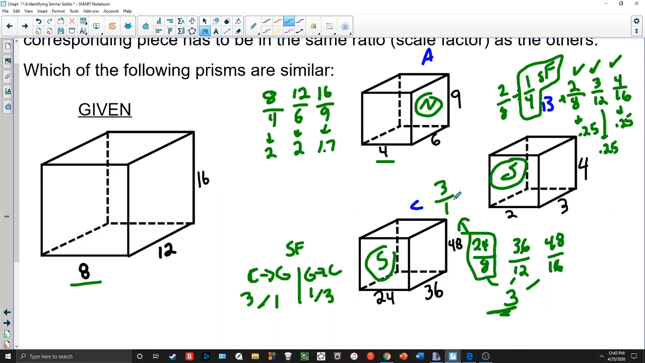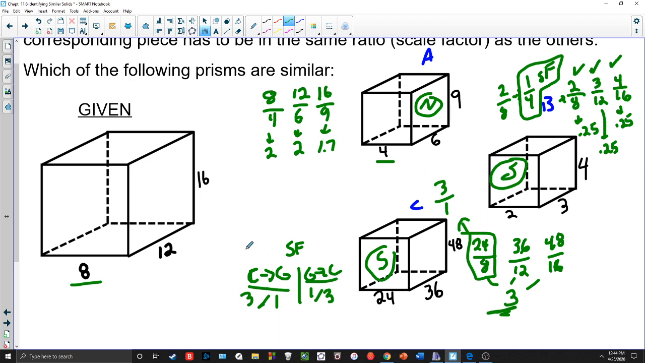So 3 to 1 means big to small. Well, the big shape is C. So C to given is 3 to 1. If I want to flip it, it'd just be the same thing. It'd just be given to C is 1 to 3. So again, they will usually tell you what order they want you to write your scale factor in when they ask. So make sure you pay attention for that statement there.